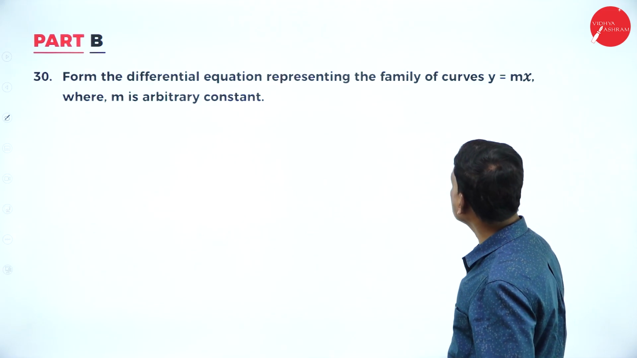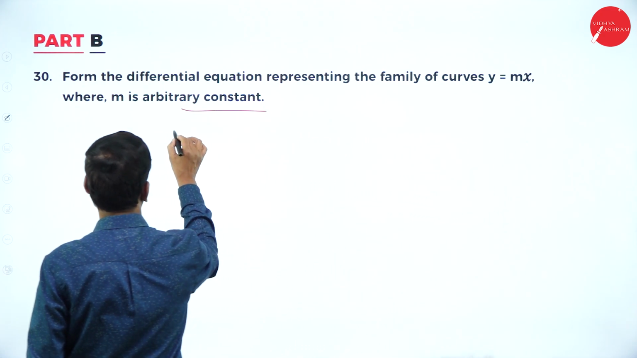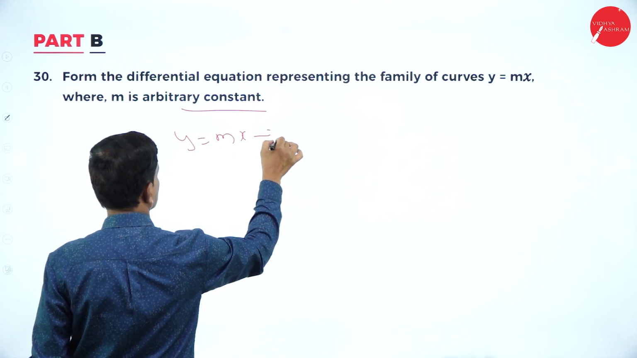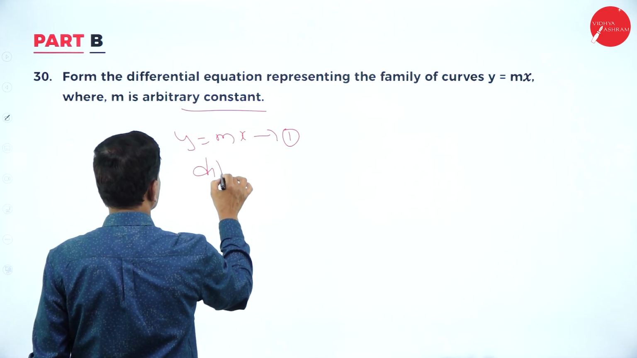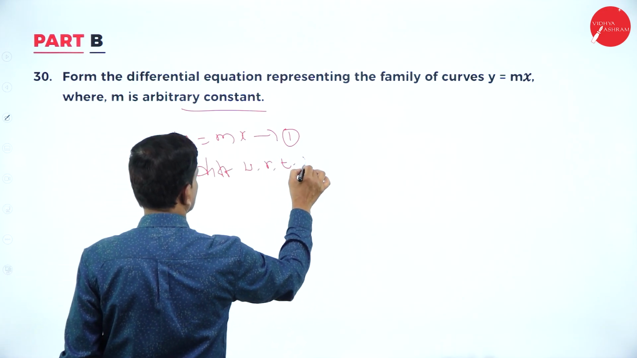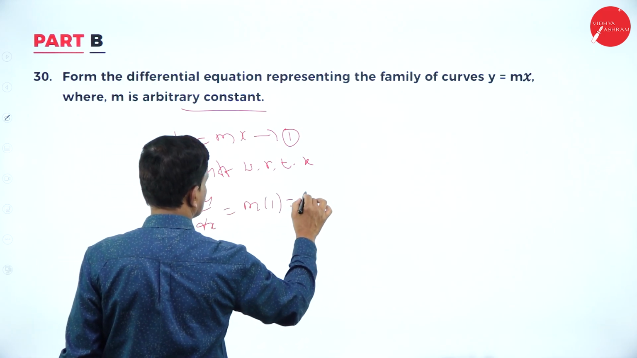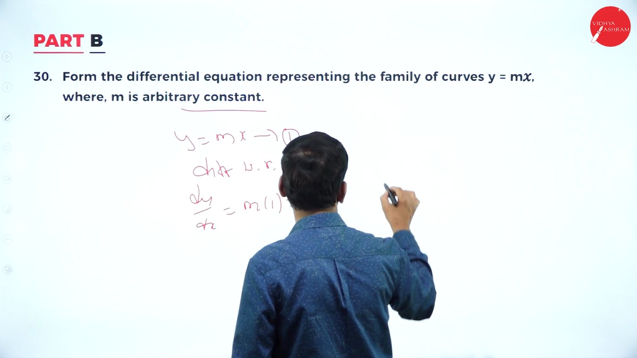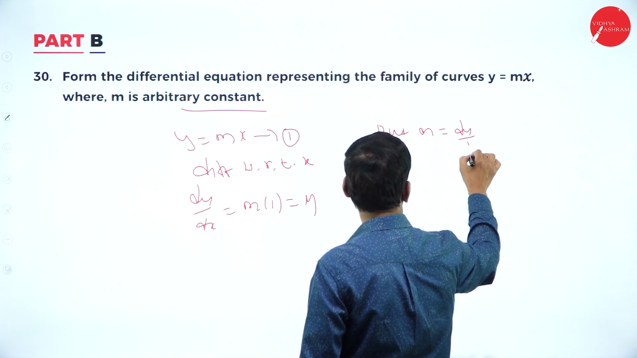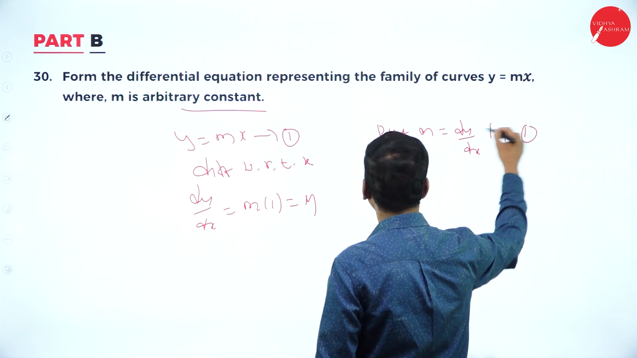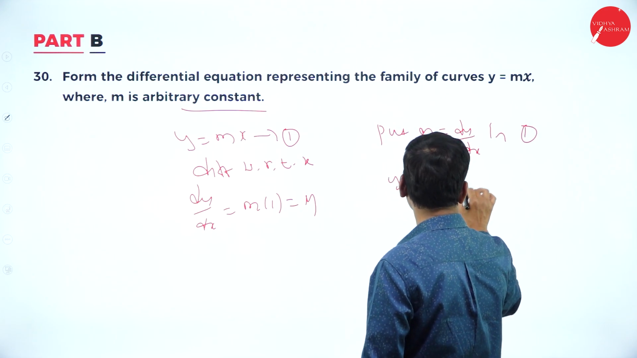Now move on to the next problem. Form the differential equation representing the family of curves y is equal to mx, where m is an arbitrary constant. y is equal to mx. Let us represent this as equation 1. Eliminate the constant m by differentiating with respect to x. If you differentiate with respect to x, dy by dx is equal to m into the differentiation of x, which is 1. So m is dy by dx. Now put m is equal to dy by dx in equation number 1. So y is equal to x into m, which is dy by dx.